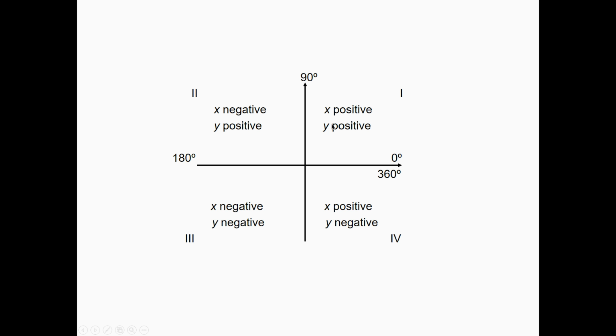Again, these are the algebra signs of x and y in each of the quadrants. In quadrant 1, they're both positive. Notice if you think about the picture, in quadrant 2, you're to the left of the y-axis, but above the x-axis. So x is negative, y is positive. In quadrant 3, you're to the left of the y-axis, below the x-axis, so both of them are negative. Again, remember, the x-coordinate measures how far to the left or right you are from the y-axis, and the y-coordinate measures how far up or down you are from the x-axis.